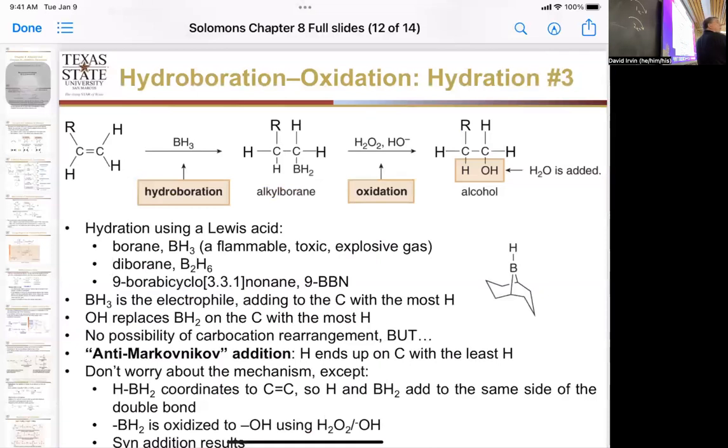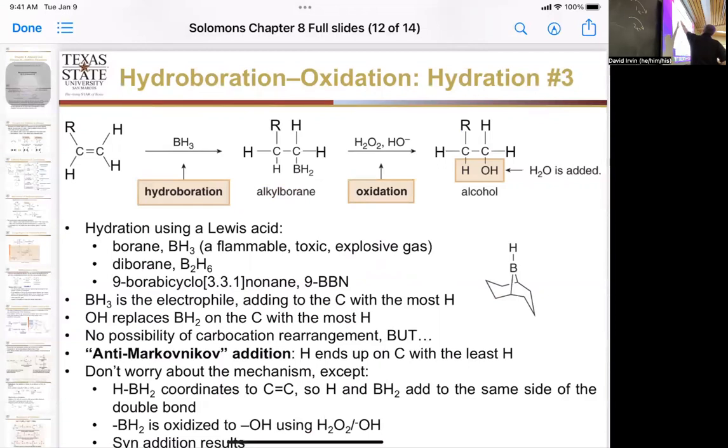Well, in the case of the carbon-hydrogen bond, the hydrogen is less electronegative. But boron is actually less electronegative than hydrogen. So our less electronegative atom is actually adding to the less substituted carbon. So in this case, we are technically breaking Markovnikov's rule. So you want to either call this anti-Markovnikov or selective to form primaries.